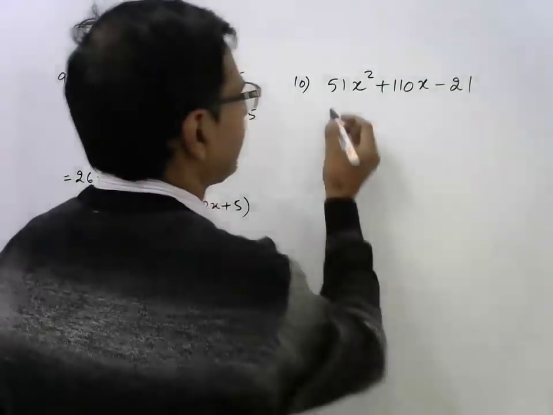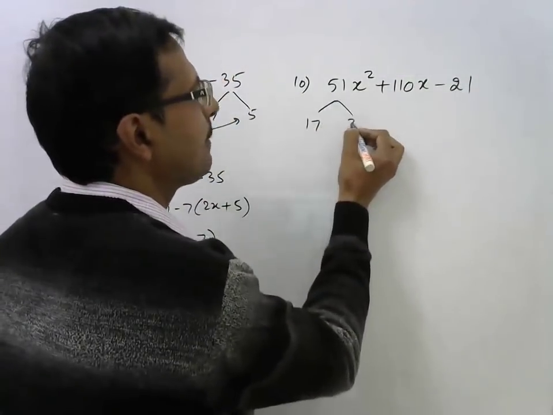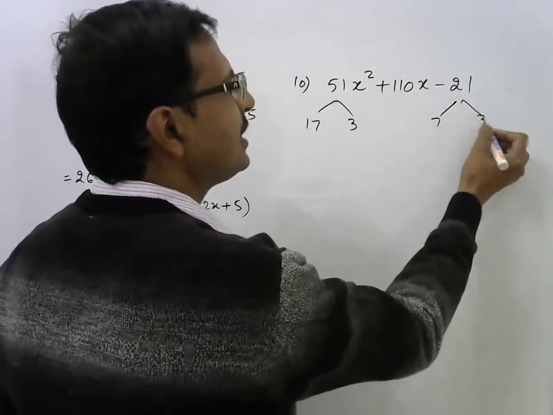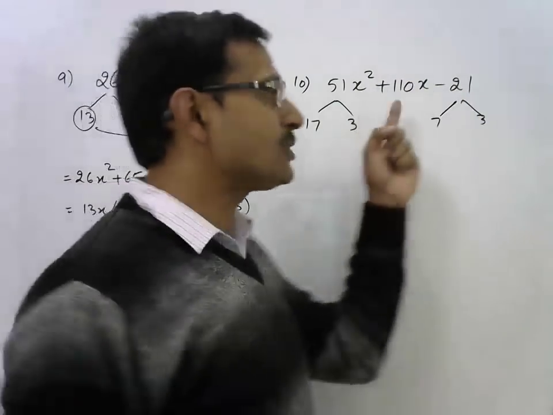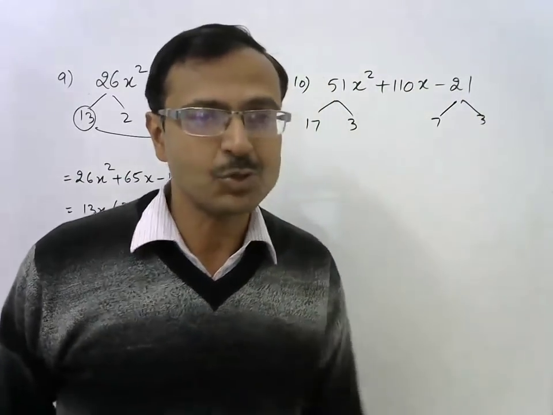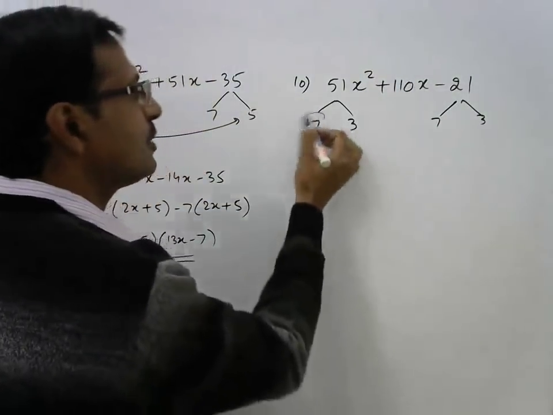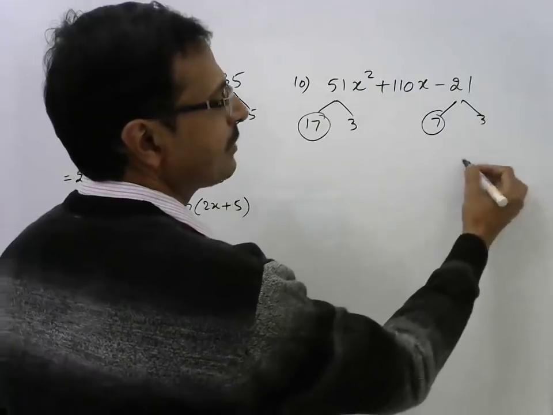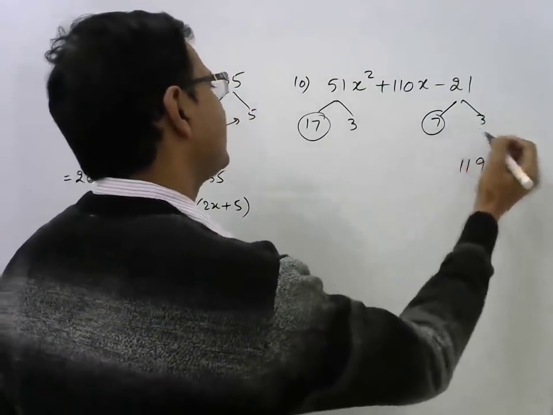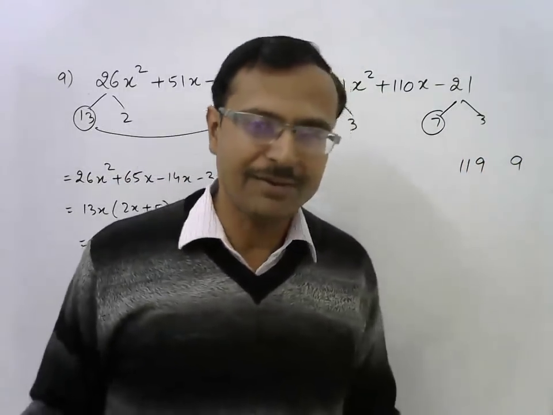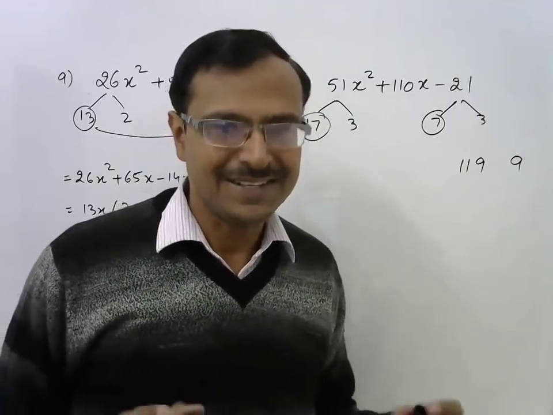Let's see. This is 17 into 3. And this is 7 into 3. Very easy. Now see the number. If you see the number, you will know which numbers to multiply. The difference has to be 110. So we need to multiply the large numbers. 17 into 7 is 119 and 3 into 3 is 9. And there we have the difference 110.